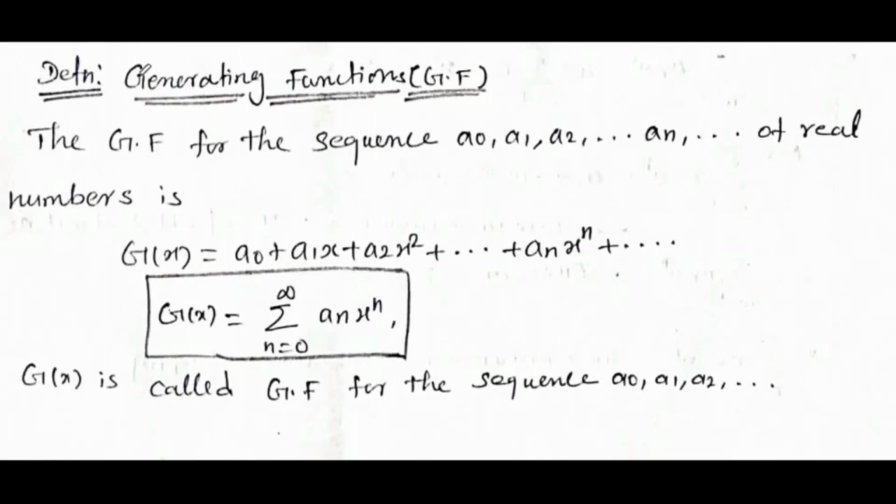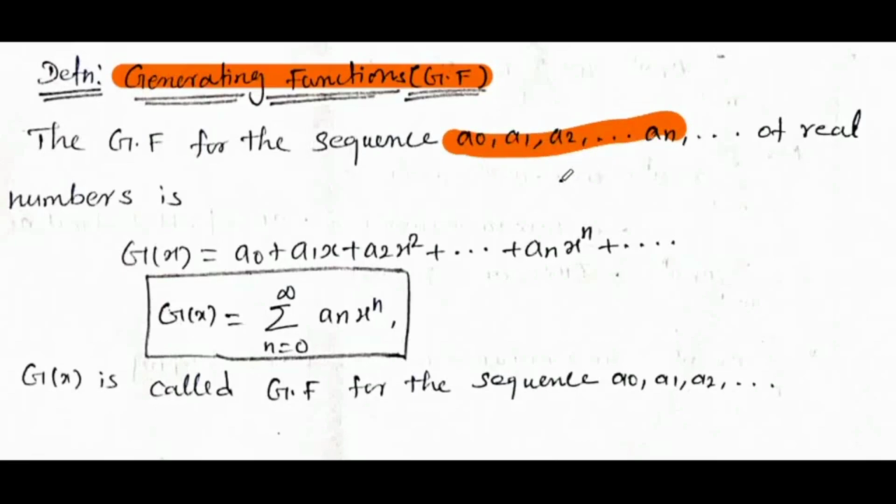Today we are going to talk about what is a generating function in discrete mathematics. In discrete mathematics and combinatorics, a generating function is a formal power series where the coefficients represent the terms of a sequence. Suppose we have a sequence a0, a1, a2, and so on, an.